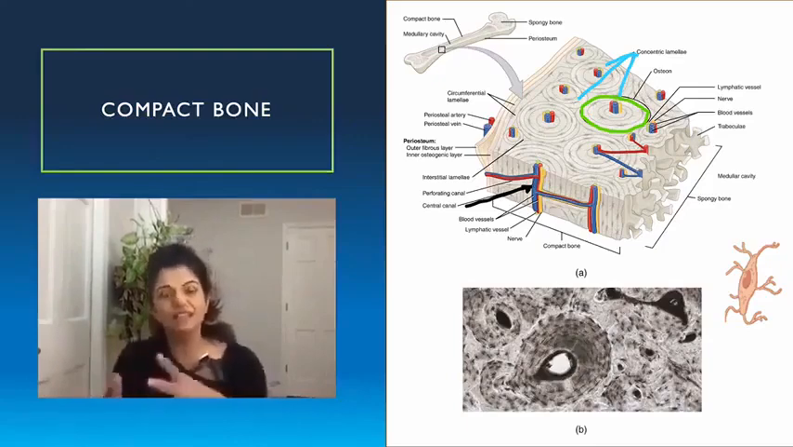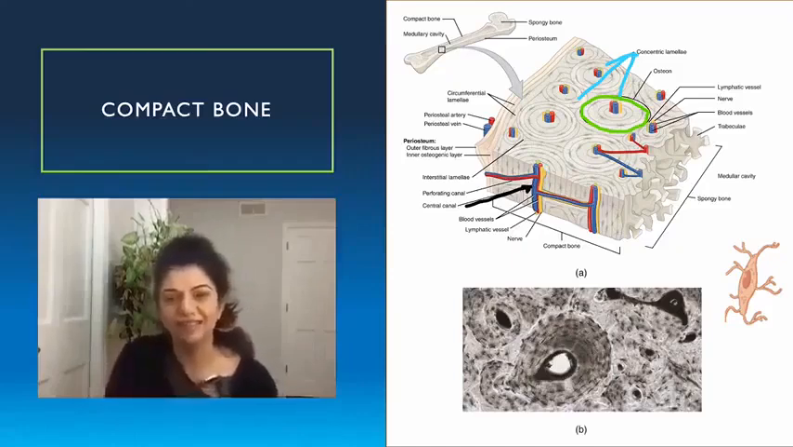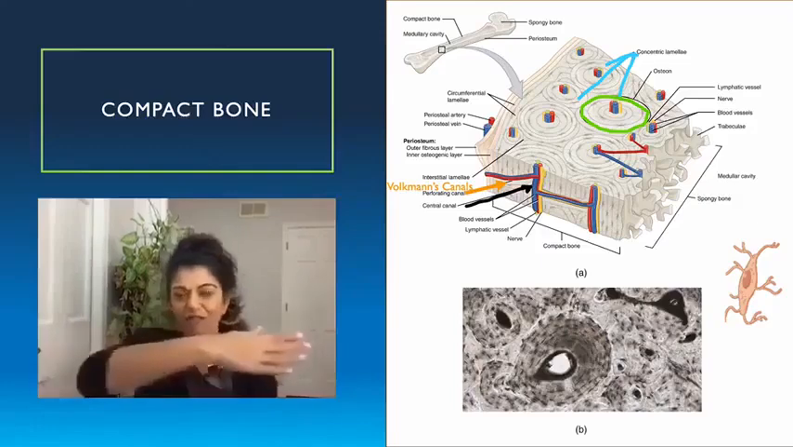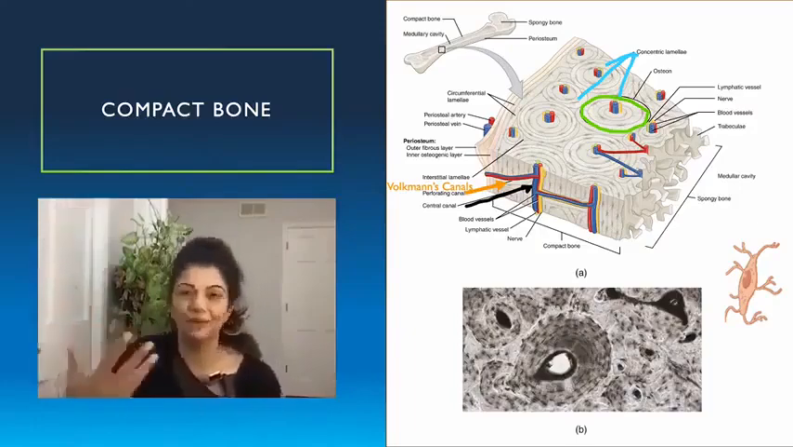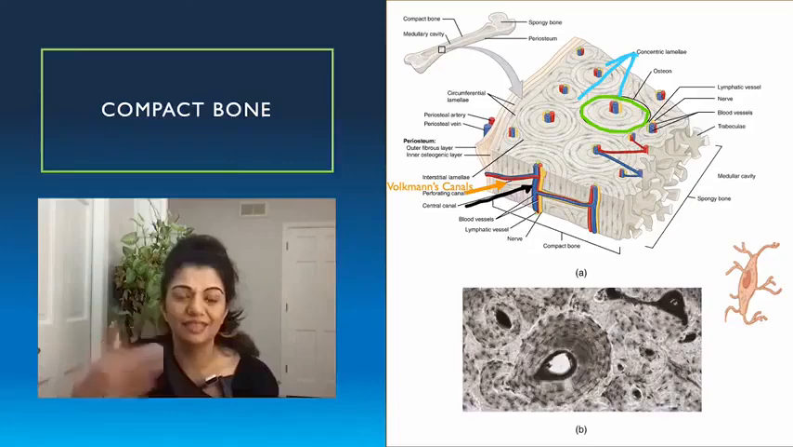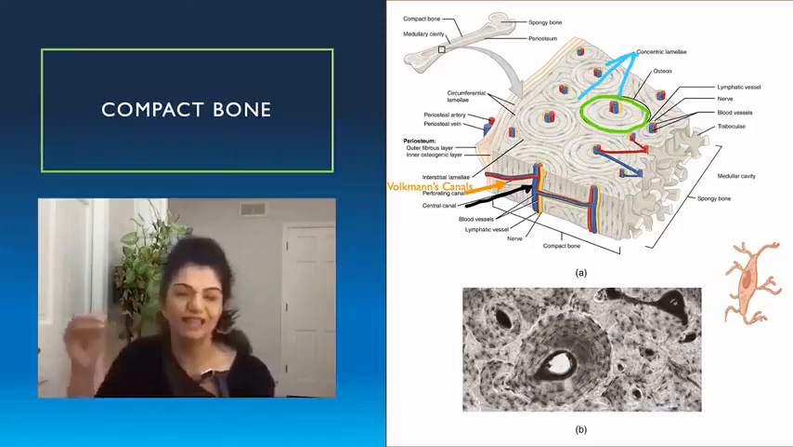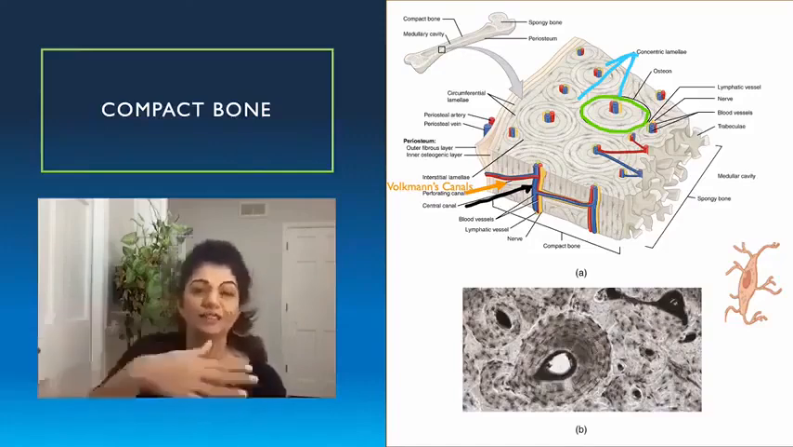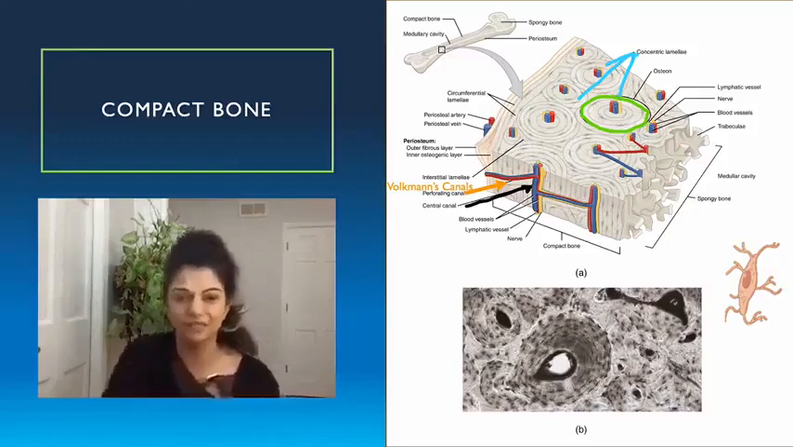Now, they also tend to have this angling position, and they go through what we call Volkmann's canals or perforating canals. See, they sort of have this right angle. It's almost like, you know, in a subway where you have different lines. That's how it is. And so these canals enable blood vessels and lymphatic vessels to extend to the periosteum and endosteum. That's how they do it, through these Volkmann's canals.